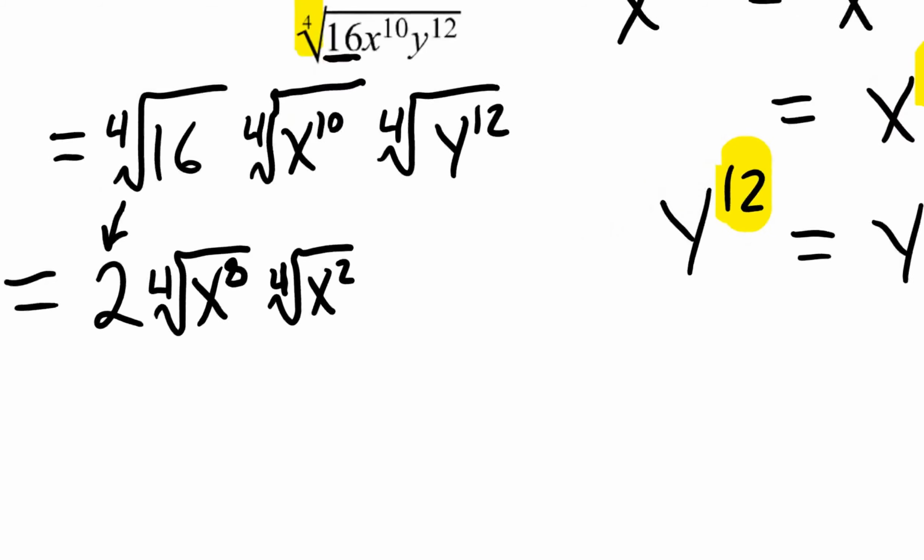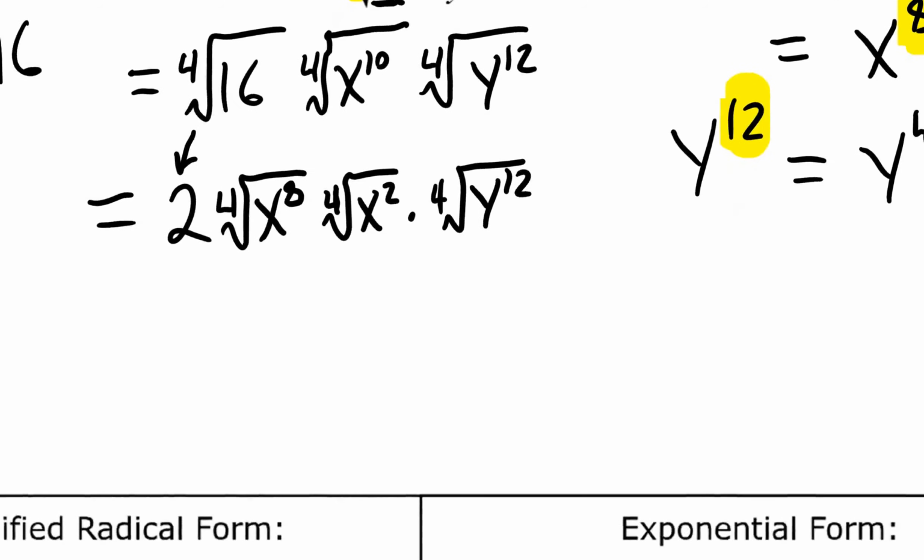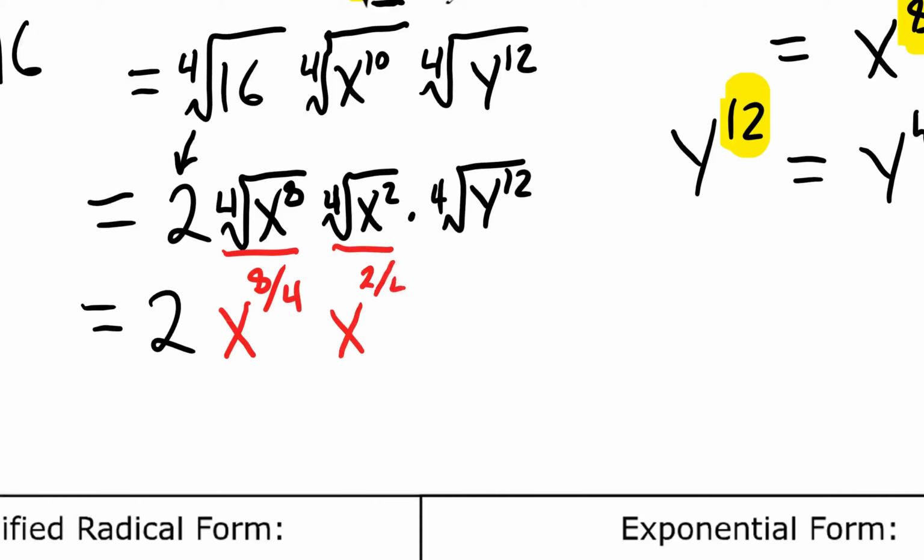Okay, next thing I'm going to do is multiply that by the fourth root of y to the power of 12. And now let's start using some of our rules that we know. Okay, this equals 2 to the power of, if I rewrite this in exponential form, this term becomes x to the power of 8 divided by 4. If I rewrite this in exponential form, I get x to the power of 2 over 4. And if I rewrite this using rule number 2, I will get y to the power of 12 divided by 4.